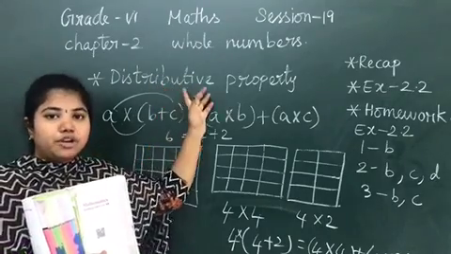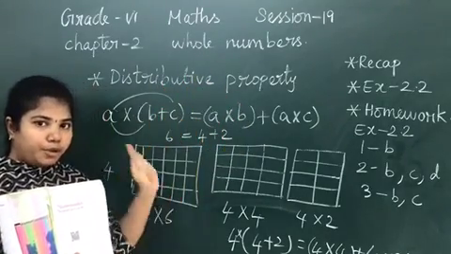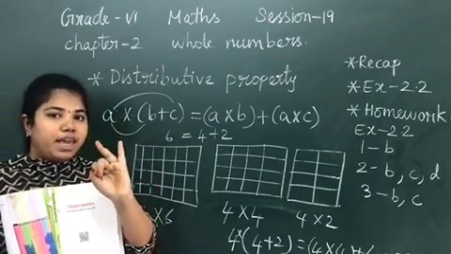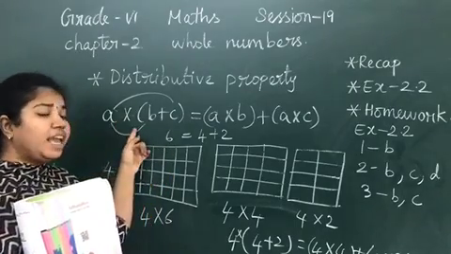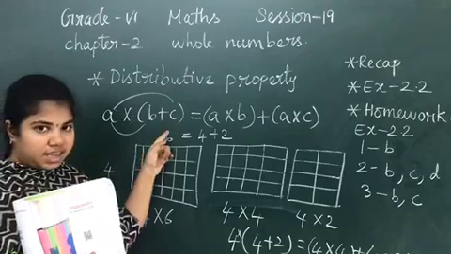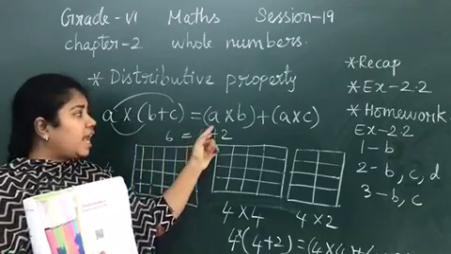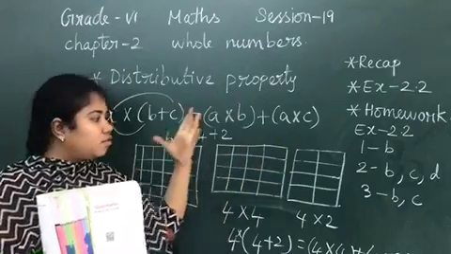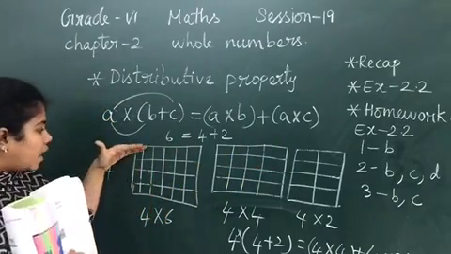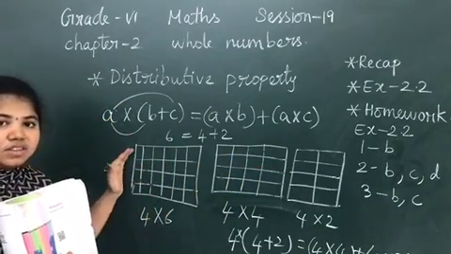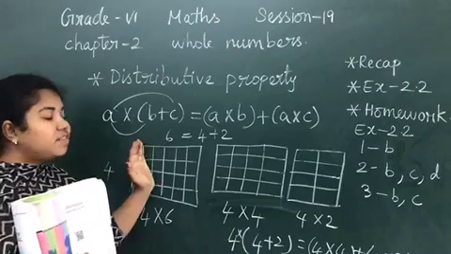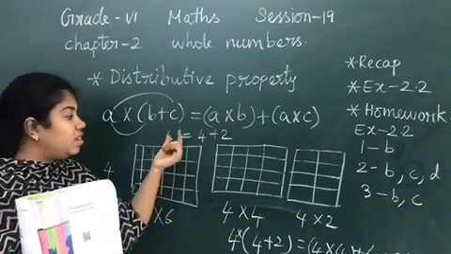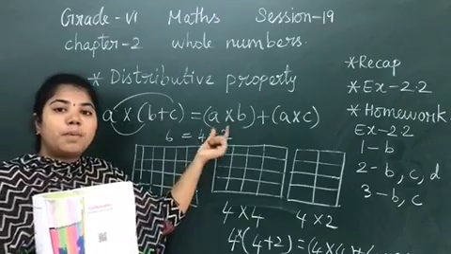D-I-S-T-R-I-B-U-T-I-V-E. Distributive property. Now, for the distributive property you are going to take 3 variables, A, B and C. A into B plus C is equal to A into B plus A into C. Can you understand? So what is our A here? 1, 2, 3, 4. This is our A. And what is our B plus C? 6 is our B plus C. That 6 I have separated as 4 plus 2.